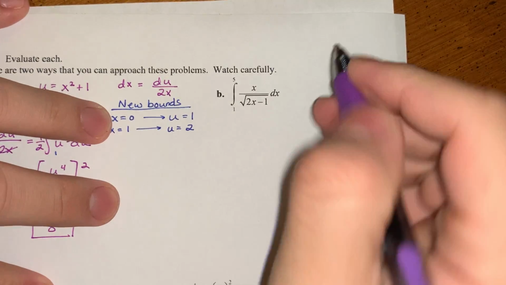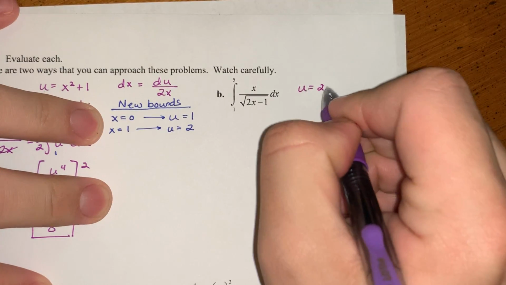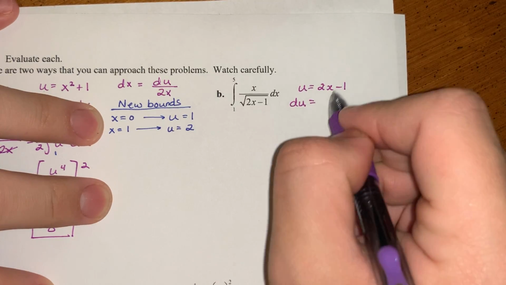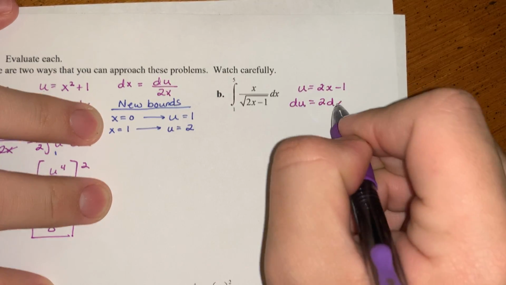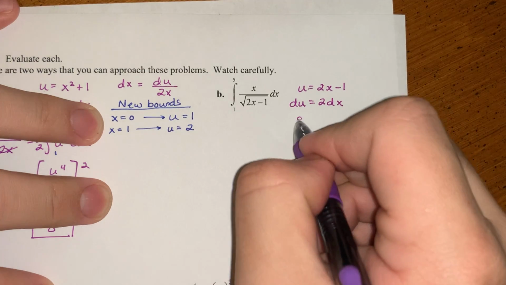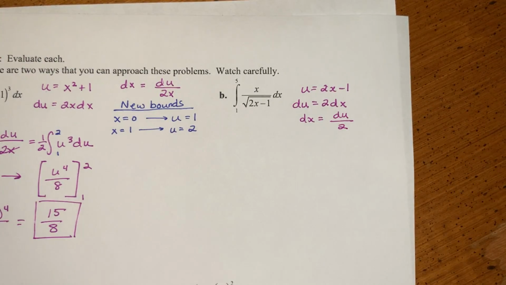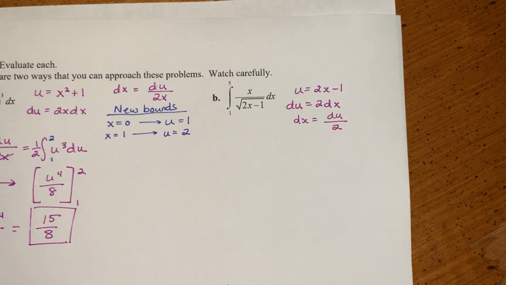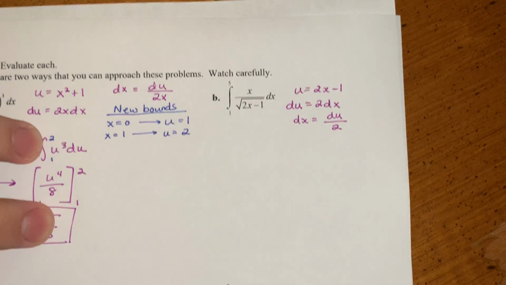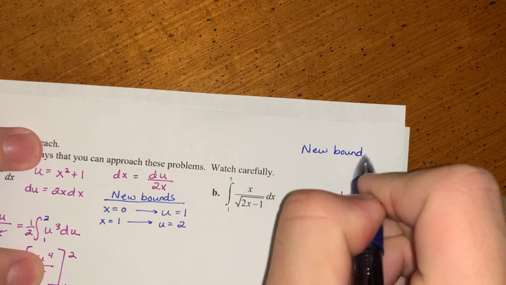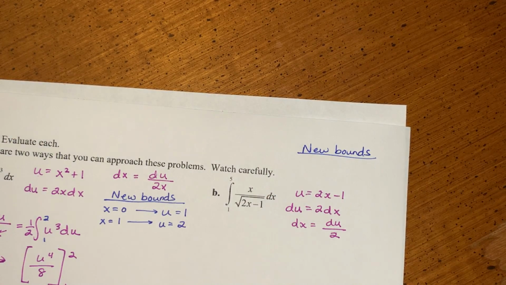Okay, I'll quickly do this one. So now I have u equal to 2x minus 1. du is equal to 2 times dx. And I can get dx by itself. dx is equal to du over 2. All right, so I'm going to go ahead and plug this back in. So now, oh, and you know what? While I'm at it, I'm going to make my new bounds. Let's not forget that. Okay, I'm going to make my new bounds.